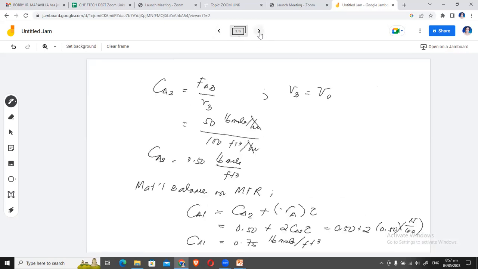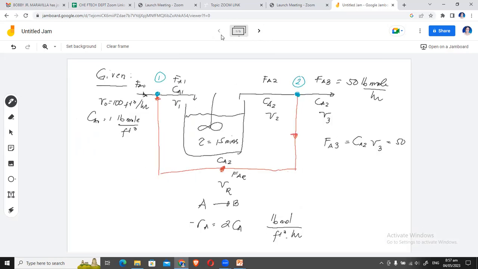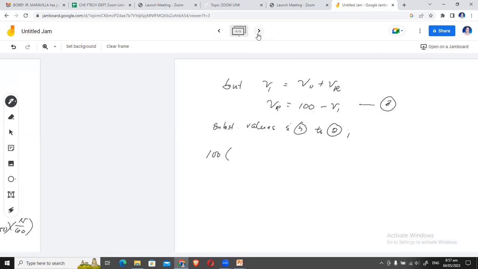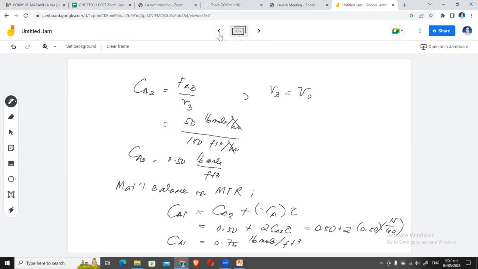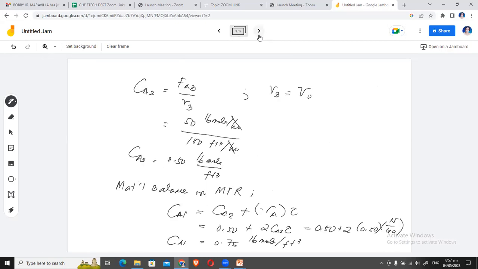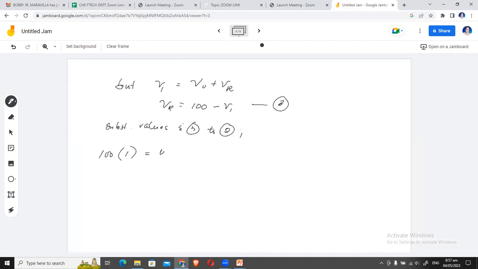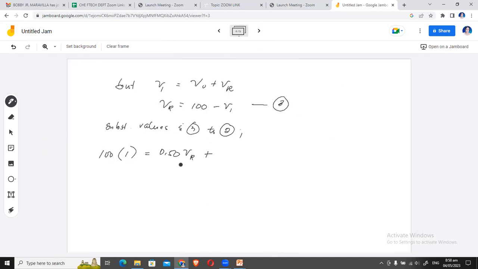So VO CAO, we know VO is 100 and CAO is 1, so that is 100. From equation 2, this is equal to VR CA2, CA2 being 0.5, plus V1 CA1. So this should be plus.